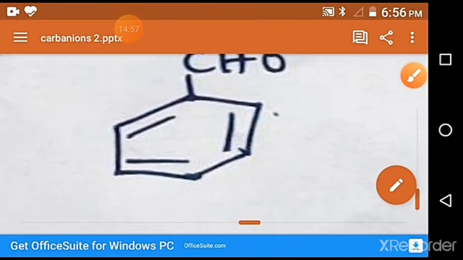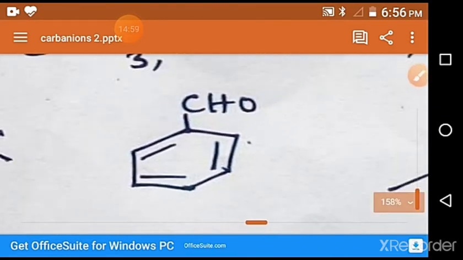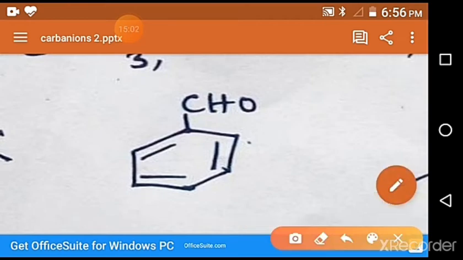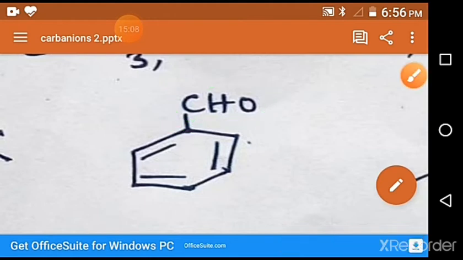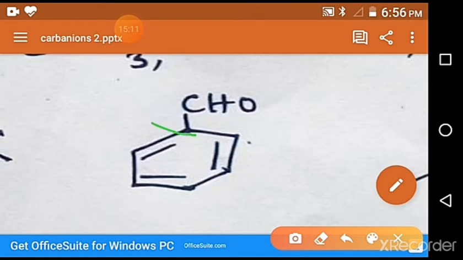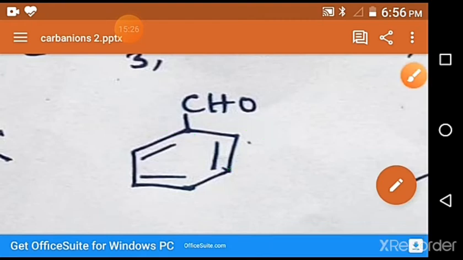Coming to benzaldehyde. This is also a carbonyl compound. The aldehyde group is there, but in this case also there is no hydrogen on this carbon. This is the alpha carbon, but there is no alpha hydrogen. There is no hydrogen on the alpha carbon. That's why it also doesn't exhibit keto-enol tautomerism.